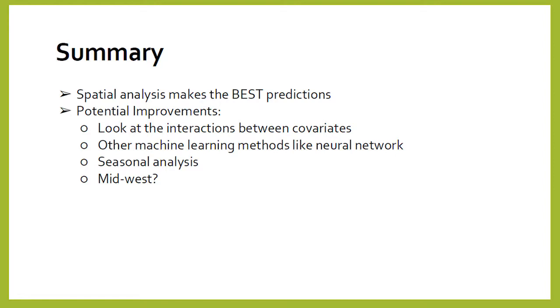Also, we might consider looking at some other machine learning methods like neural networks. And also, by looking at the residual plot at different seasons, we notice that some areas have different patterns in winter and summer. So in the future, we might also consider building a regression model based on seasons. And also we need to focus more on the Midwest area, because our model is most inaccurate in that area.